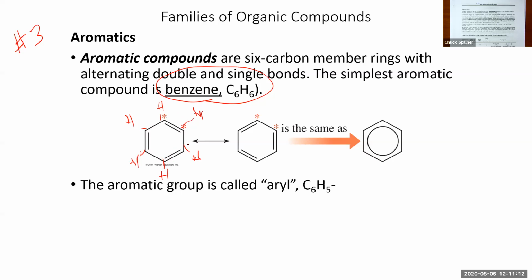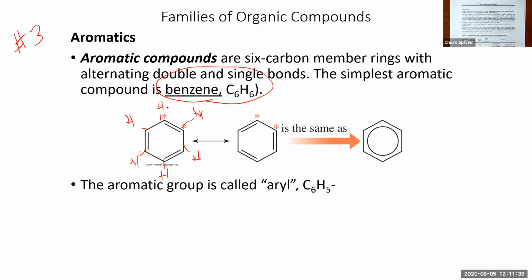So even though the benzene ring looks like a cycloalkene, and that's what chemists thought it was originally, it really has more stability. It's more stable than a cycloalkene. So the chemical reactions that occur with benzene rings are different from the chemical reactions that occur with alkenes. So they're a whole separate class of compound.